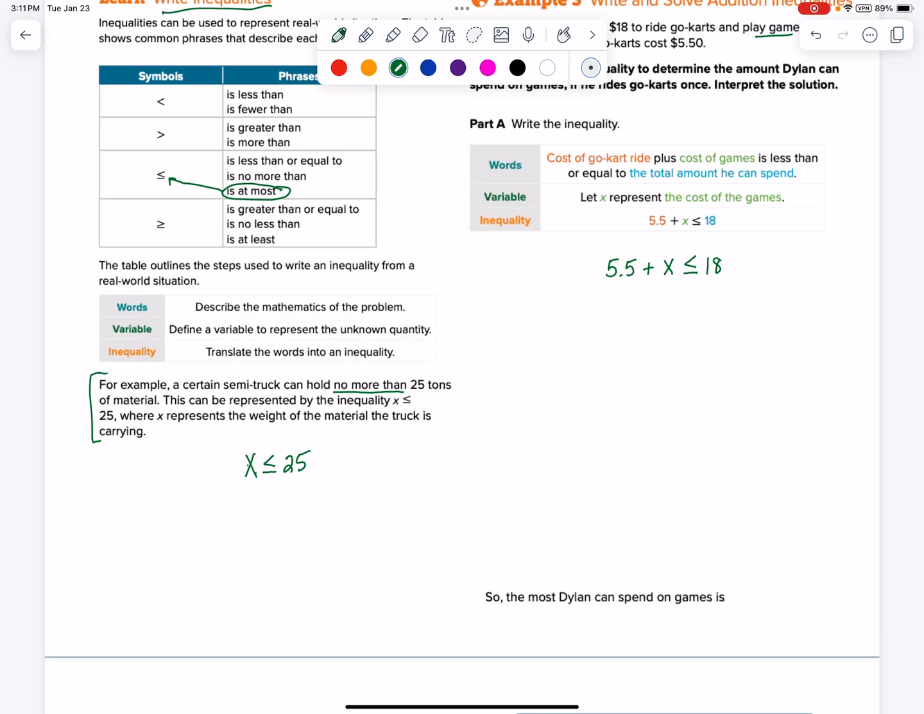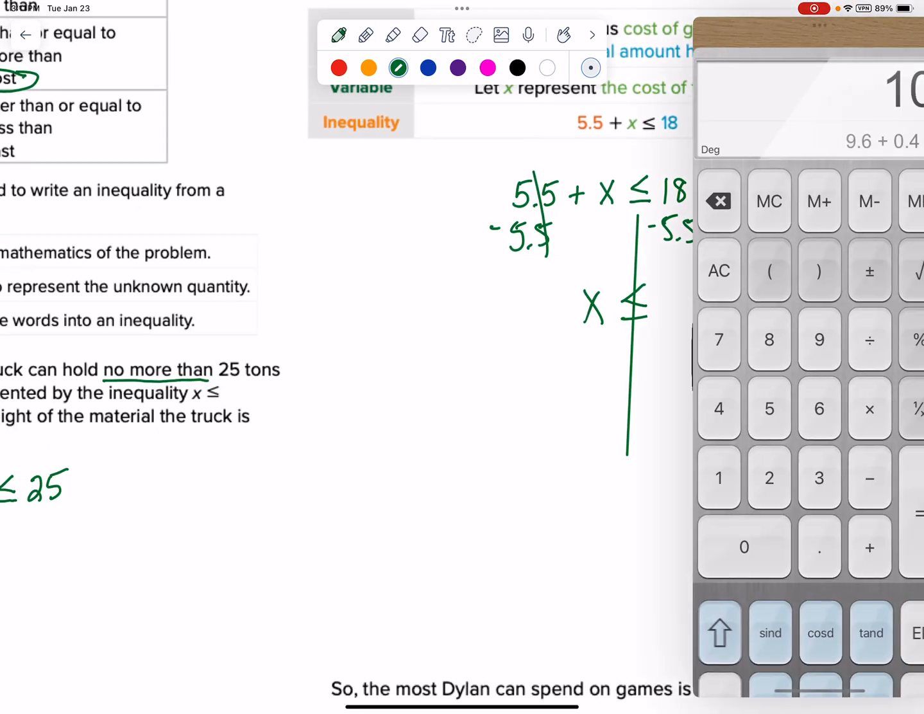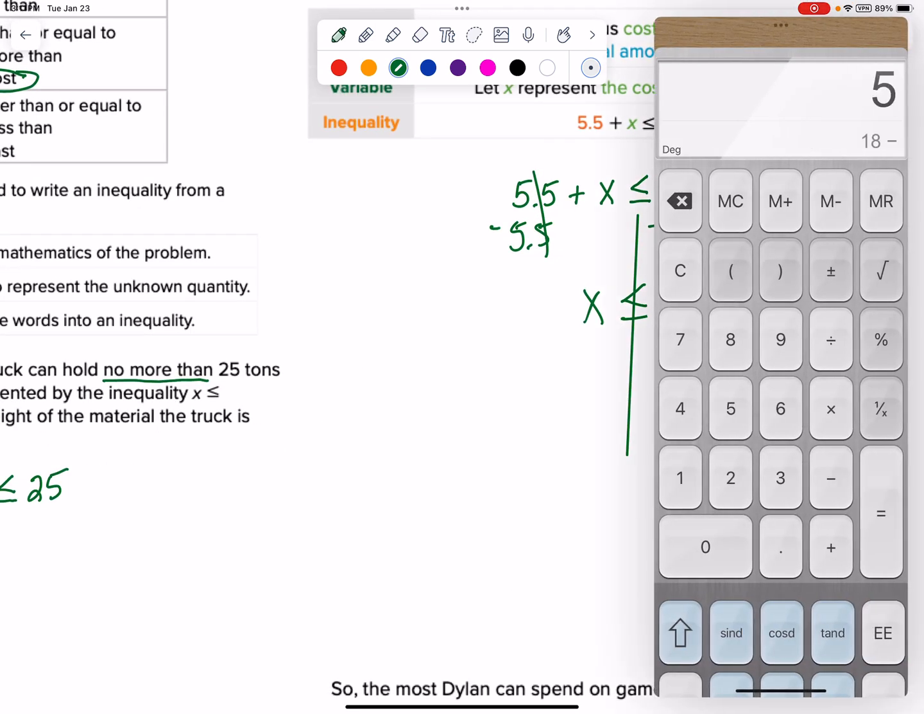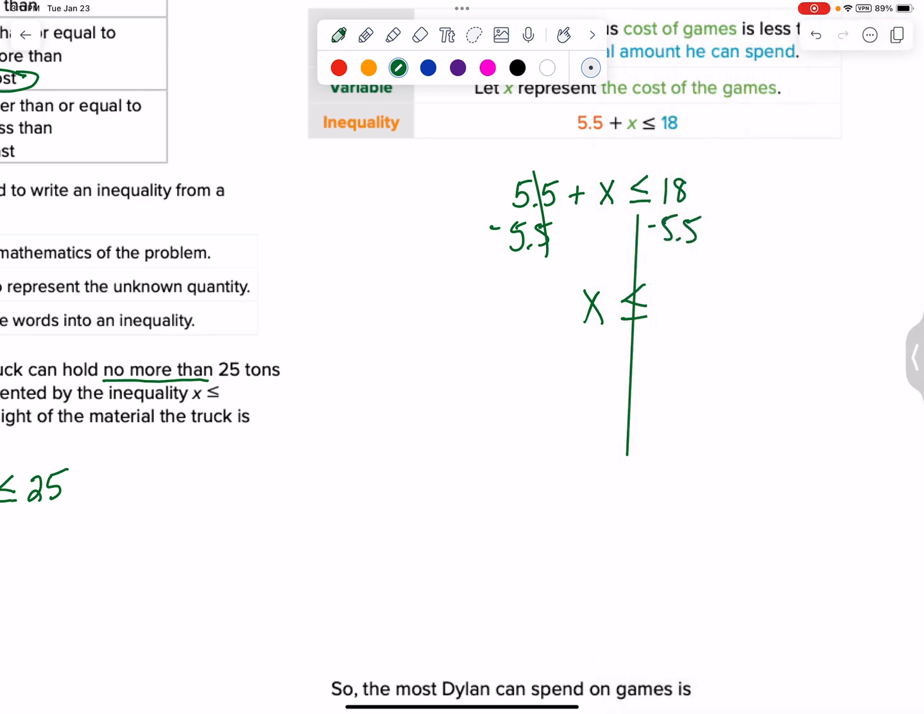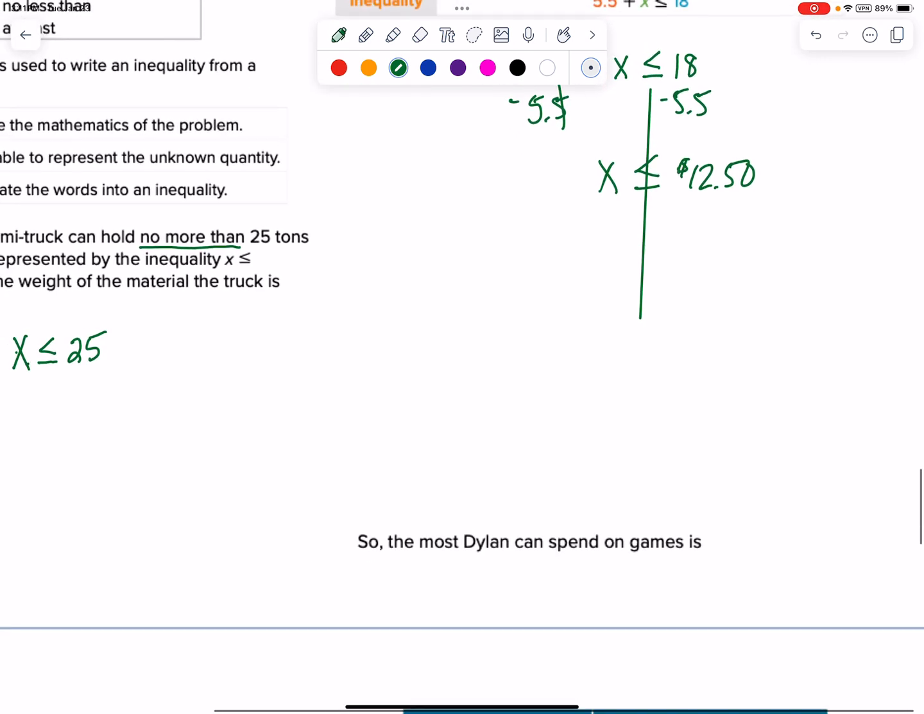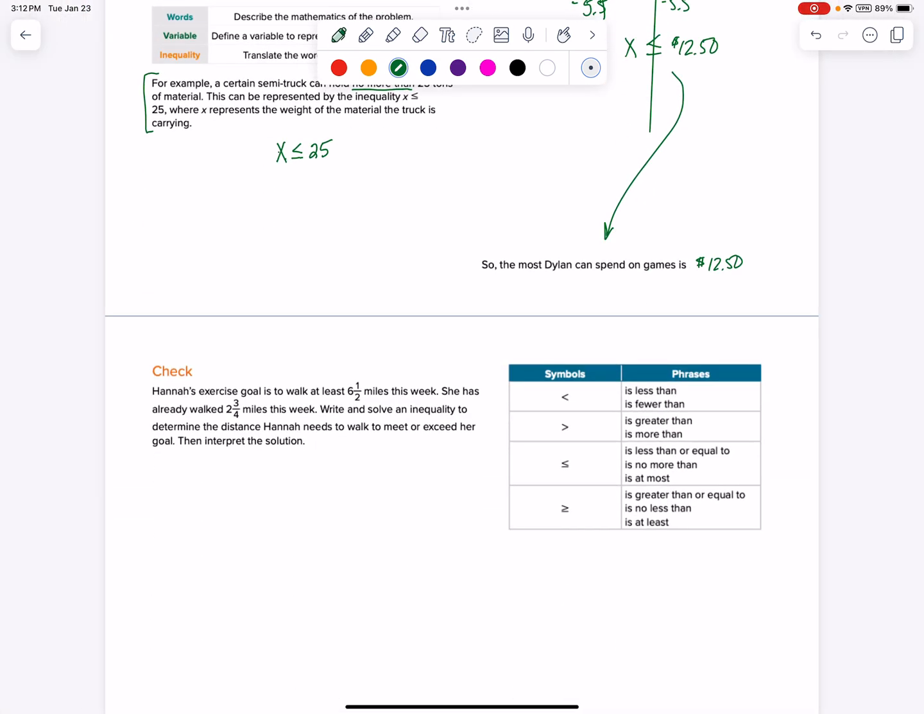So let's go ahead and solve this one out to see how much he could play in games. Separate your workspace. It's a quick subtract the 5.5 from both sides to see what's left over. So x has to be less than or equal to 18 minus 5.5, $12.50. So think about what that means. It says the most Dylan can spend on games is $12.50. Okay, and so that's how you would write and solve an inequality to answer a question.